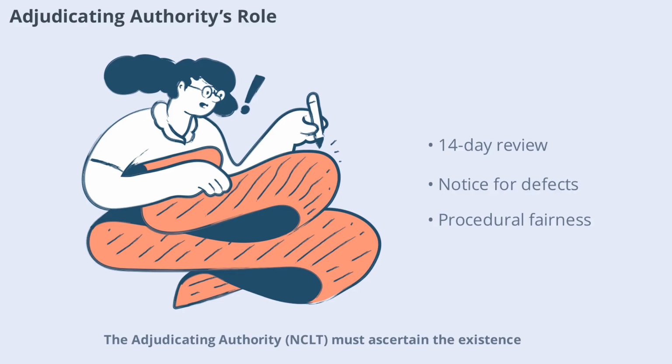Adjudicating authority, NCLT, must ascertain the existence of default within 14 days of receiving the application. If satisfied that a default has occurred, the application is complete and no disciplinary proceedings are pending against the proposed resolution professional, the authority admits the application. Otherwise, it may reject the application, but must give the applicant notice to rectify defects within 7 days. This ensures procedural fairness and allows applicants to address any shortcomings.